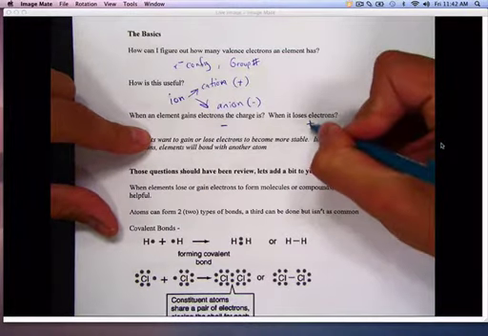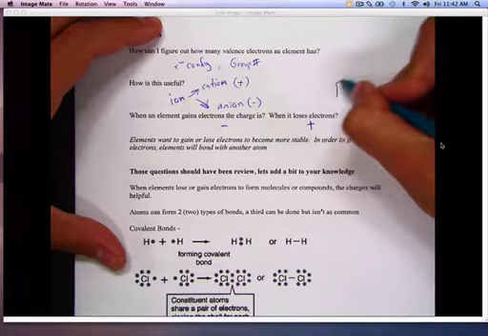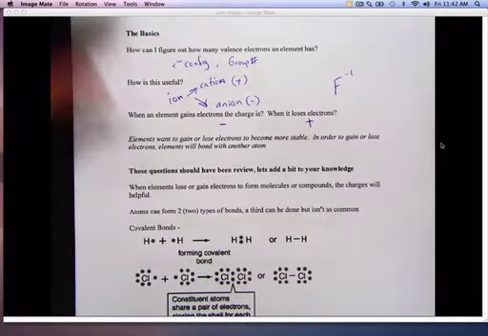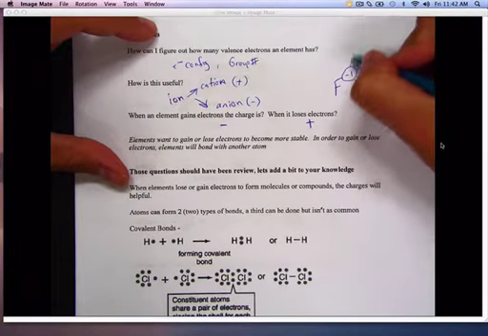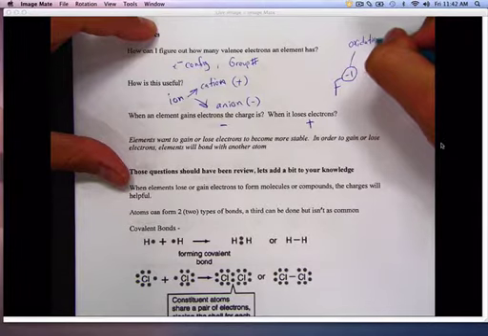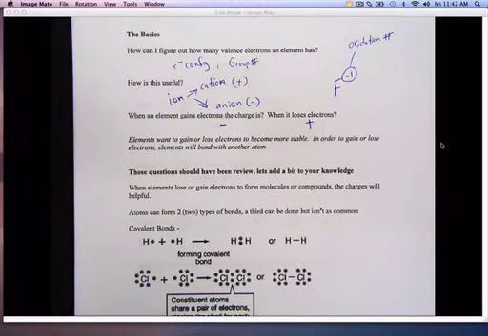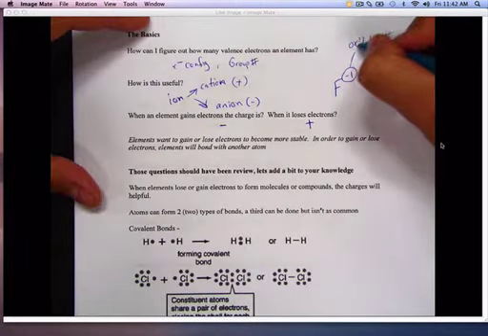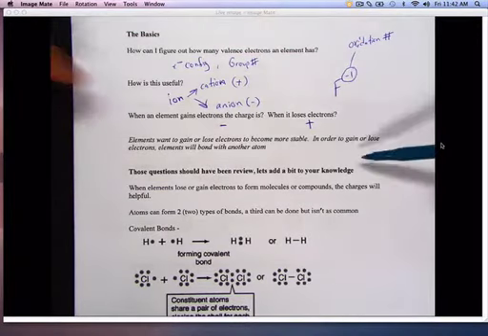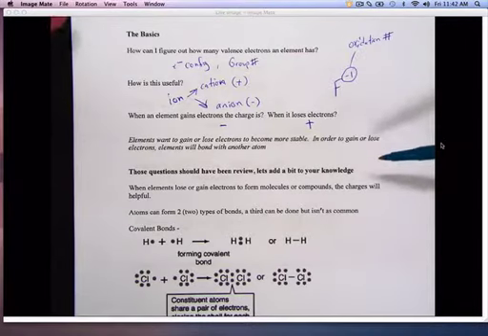And these charges, for example if I write 1 minus, you'll actually hear this lots of times referred to as the oxidation number or the charge. Either one, it does come up. So just realize that when I say oxidation number, I'm talking about the charge. Elements want to lose or gain electrons to become more stable, to get more comfortable.